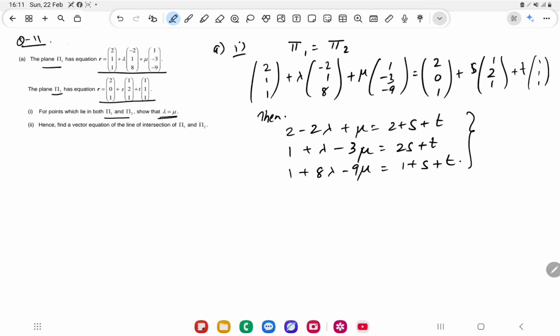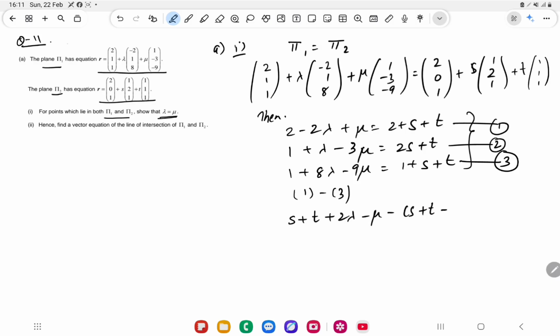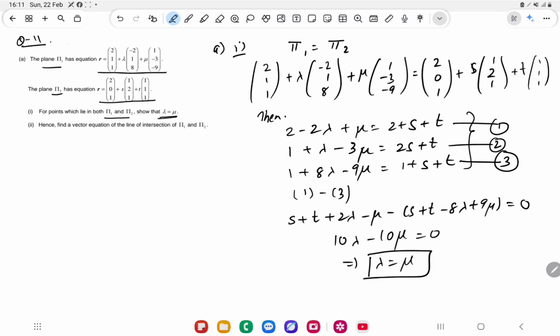Now we have these three equations. Let me write them as equations 1, 2 and 3. Now if I subtract 1 from 3, what I'll get is s plus t plus 2 lambda minus mu minus s plus t minus 8 lambda plus 9 mu is equal to 0. So from here I can write 10 lambda minus 10 mu is equal to 0, which will give me lambda is equal to mu. So this is how I'll solve the first part.